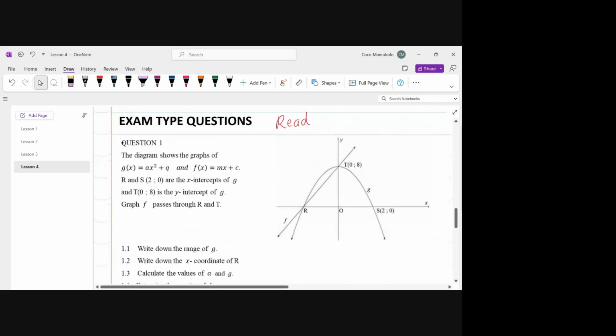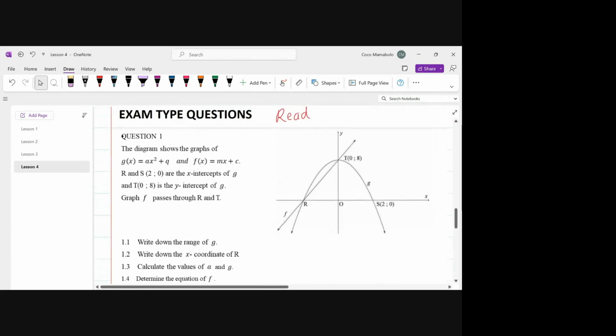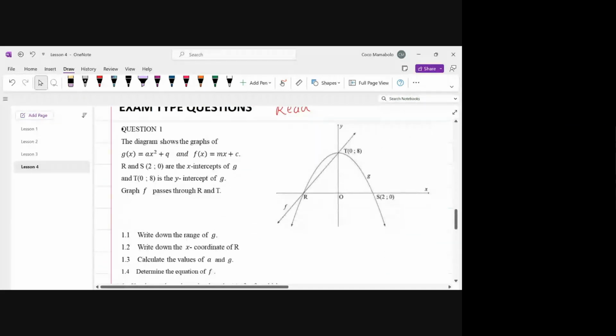It gives us context. It helps us to understand exactly what's going on. So what we're actually doing is we're matching everything we're seeing on the picture to everything that's in the write-up. Make sure that everything is there. Okay, so the write-up says, the diagram shows the graph of g of x is equal to ax squared plus q. First thing you need to know is what kind of graph this is.